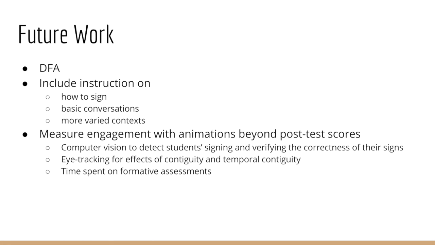For future work, we would want to conduct a difficulty factors assessment. The pre- to post-test learning gains weren't great, so we'd like to see how we could improve our assessment questions. We would also like to include more instruction to teach students how to sign and include interactive elements that would allow students to practice their signing and receive real-time automatic feedback from the system or practice conversations online with other ASL students or experts. This would allow us to measure their engagement beyond post-test scores. We could also use additional parameters such as eye tracking and time spent on formative assessments.